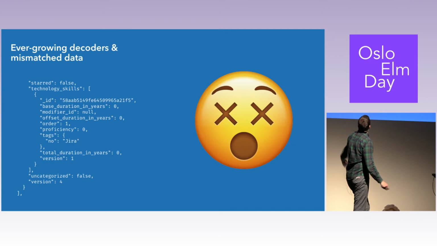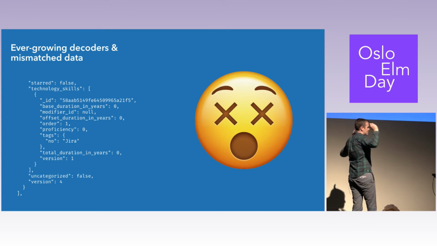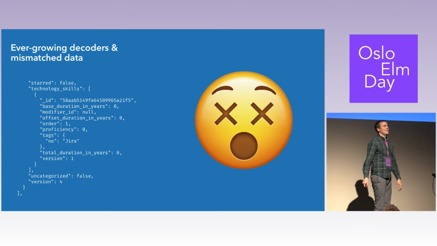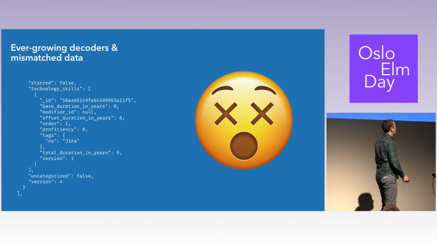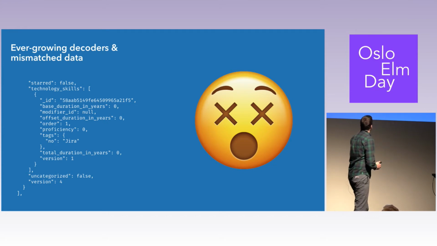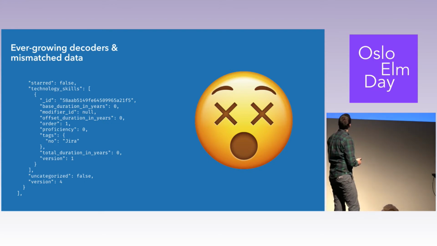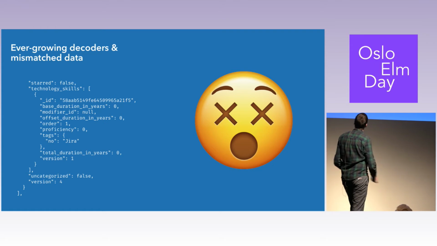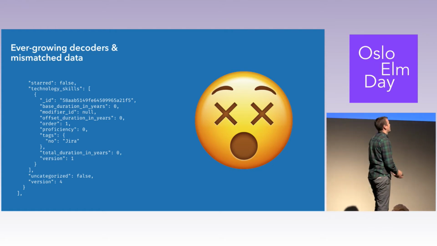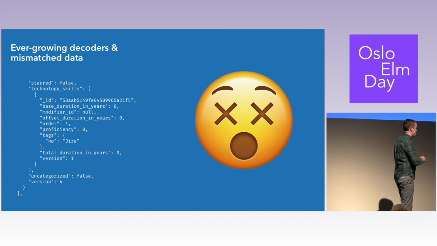So the JSON we got was interesting. In the beginning, we felt like we were just writing decoders all the time and getting annoyed with the data. That put a real damper on early progress, which is annoying.